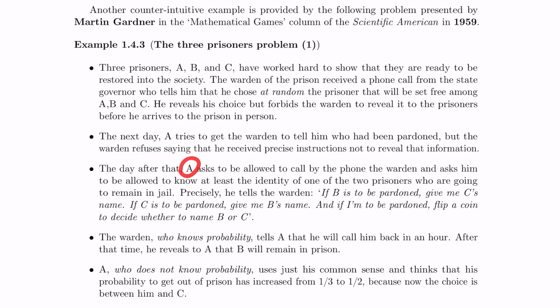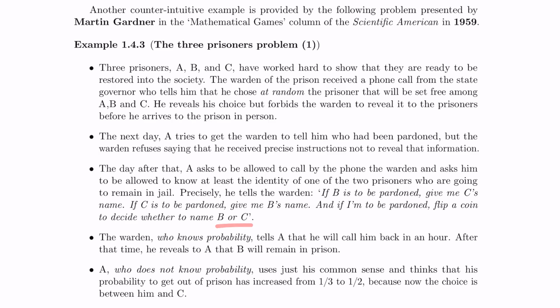Prisoner A is particularly stubborn. In fact, the day after, he asks the warden to tell him at least the identity of one of the two prisoners who are going to remain in jail. In fact, he's a little bit more Machiavellic than that. He tells the warden, "If B is to be pardoned, give me C's name. If C is to be pardoned, give me B's name. And if I'm the one to be pardoned, then flip a coin to decide whether to give me the name B or C."